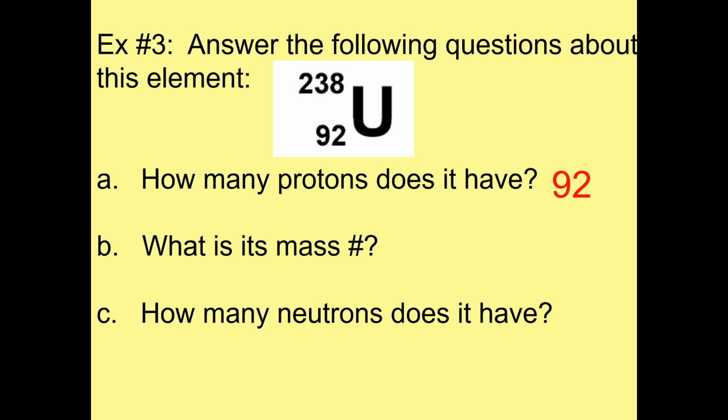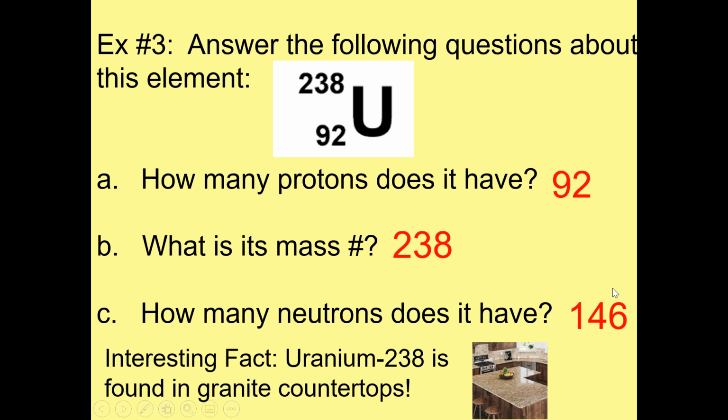All right, it's got 92 protons because that's the number in the lower left. It's got a mass of 238, and it has 238 minus 92 neutrons, which is 146. Interesting fact, uranium-238 is found in granite countertops.